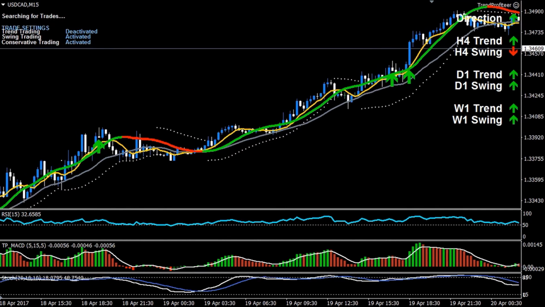So there you go. That concludes the example for a swing within a trend, conservative buy trade on a short term 15-minute time frame.